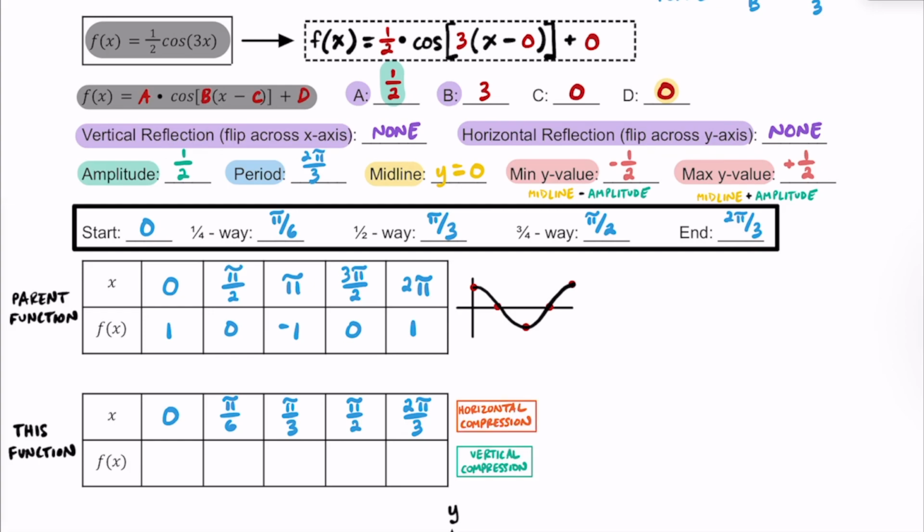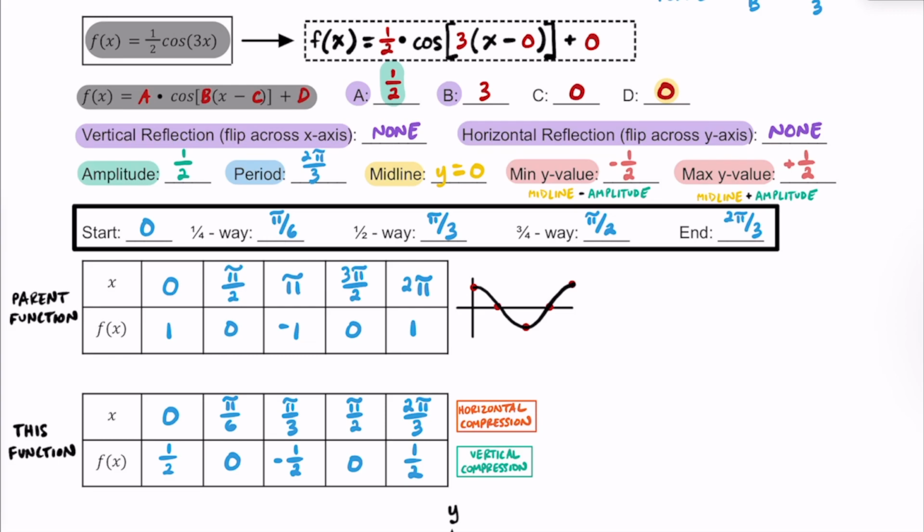So for our new y values, we're just going to take each of our y values over here and just multiply those by 1/2, and that's going to get us our new y value. So multiply this 1 by 1/2, we're just going to end up with 1/2. 0 times 1/2 is still going to be 0. -1 times 1/2 is going to be -1/2. 0 times 1/2 is still 0, and 1 times 1/2 is 1/2.